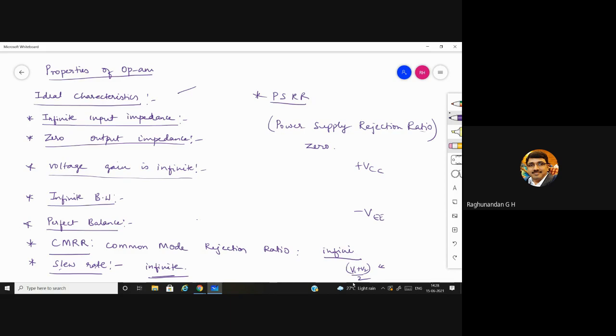If you want to tell it in terms of the formula, we are having PSRR is equal to delta VIOS by delta VCC, keeping VEE constant. This can be done vice versa. You can replace VEE and VCC here.